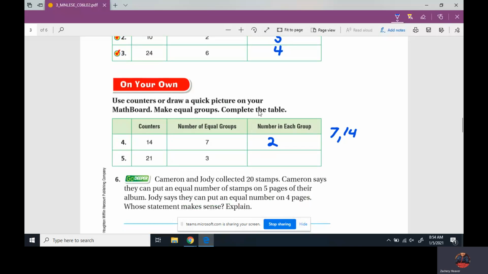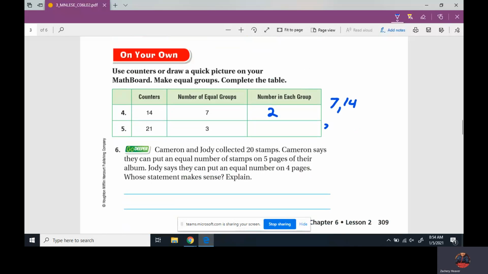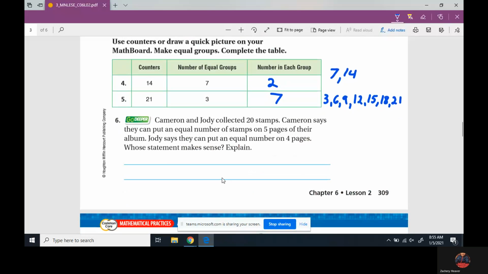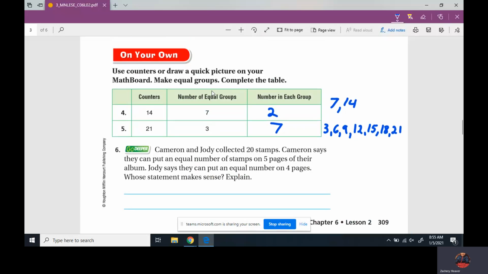21 divided by 3. We have 3, 6, 9, 12, 15, 18, 21. So we have to count 1, 2, 3, 4, 5, 6, 7. It's like that. Now, if you did have an extra sheet of paper to really see this, you could draw 3 big circles and count 21 out, and it would still show 7.